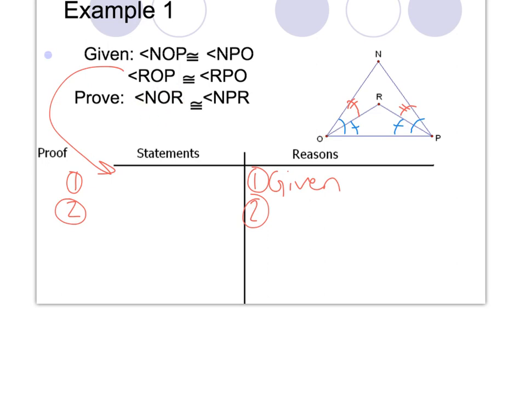And if I were to take RPO away from NPO, I'd be left with NPR. Oh, that's dope. Sounds to me like we've already got ourselves a proof. All right, so angle NOR is congruent to angle NPR, subtraction property.